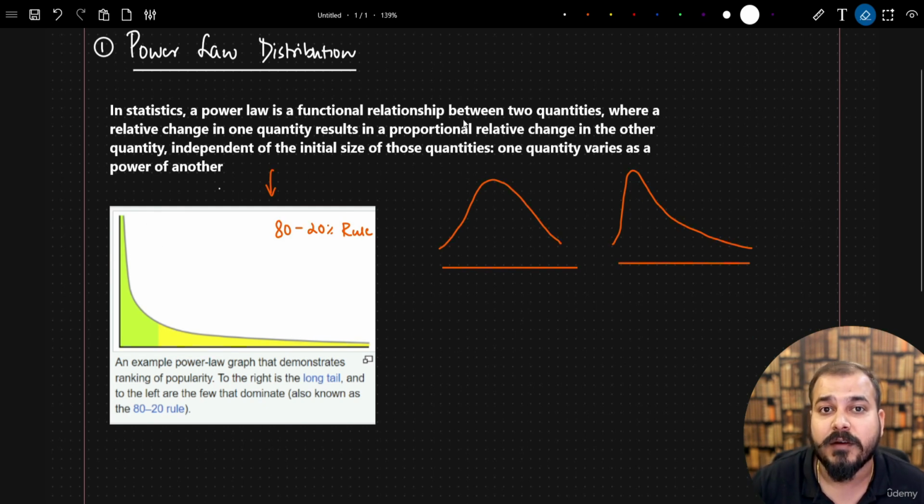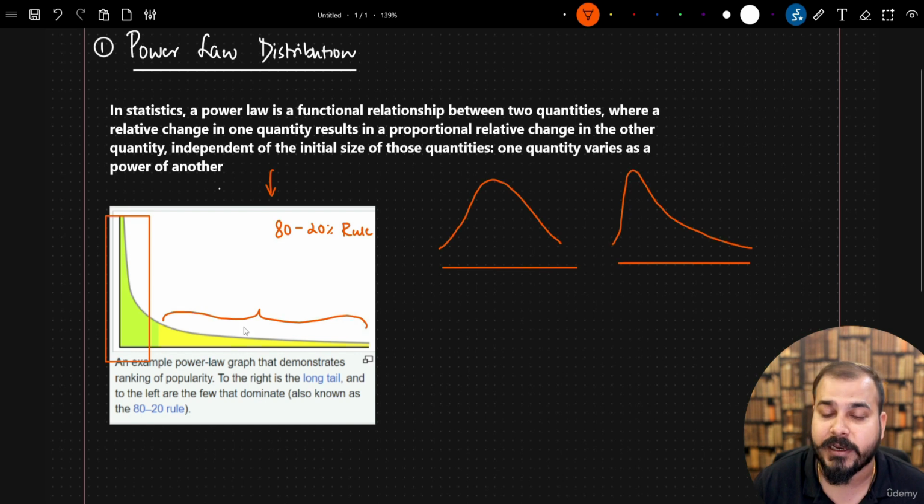A relative change in one quantity results in a proportional relative change in the other, and if you see the last statement, one quantity varies as the power of another, right? So whenever you have this kind of relationship, it is called the 80-20% rule. With respect to this particular variable, you can see that it is taking up 20% of the entire area, and the remaining will be this 80% of the entire area. So this is how the relationship looks. To the right, we specifically call it a long tail, and to the left, there are a few that dominate, so it is also known as the 80-20% rule.